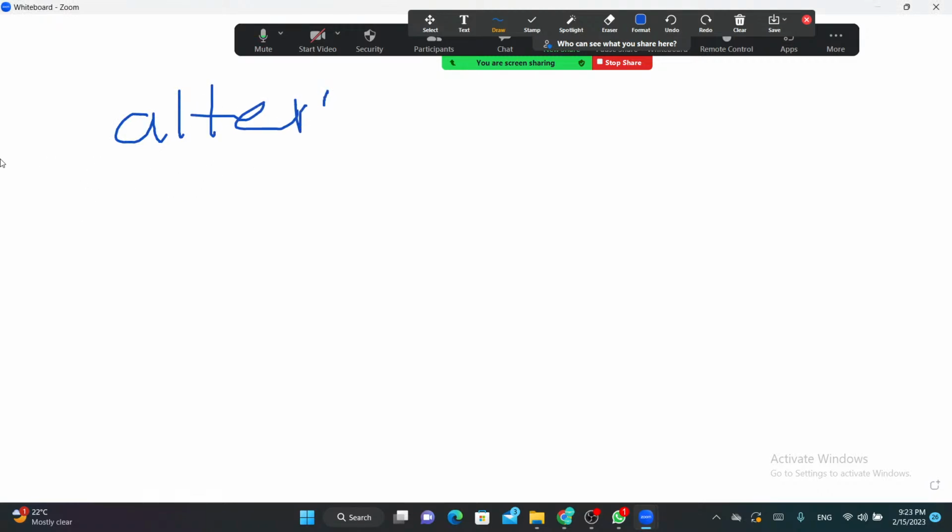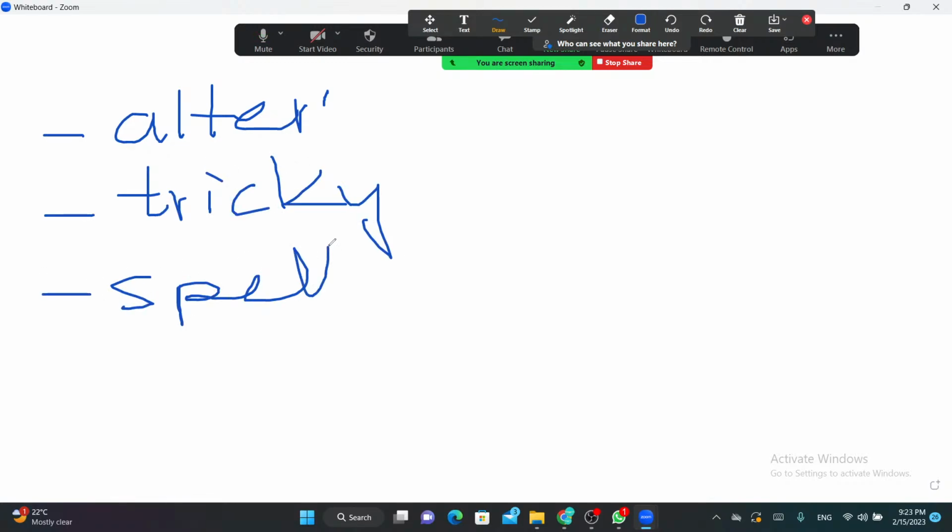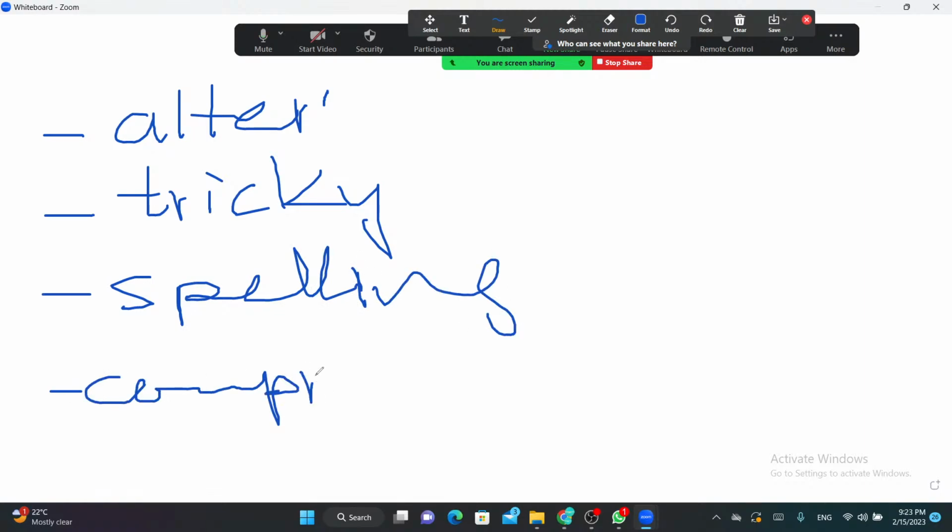Okay, no questions. So in Jolly Phonics level 2, we not only work with alternative spellings and tricky words, but also with some spelling rules and comprehension. Comprehension we'll just see. I'll show you some pictures from the book, but let's go for spelling rules.